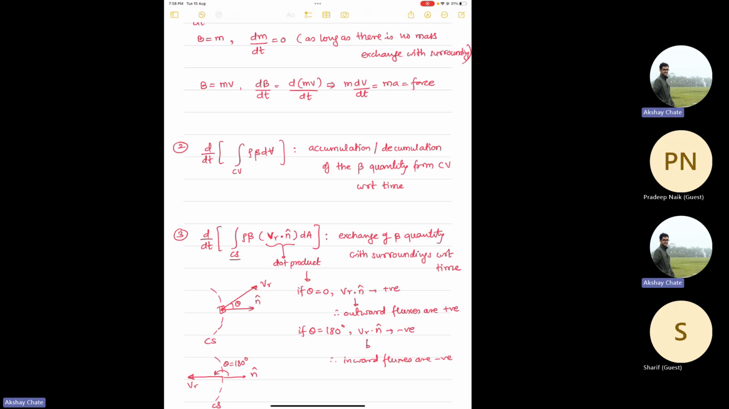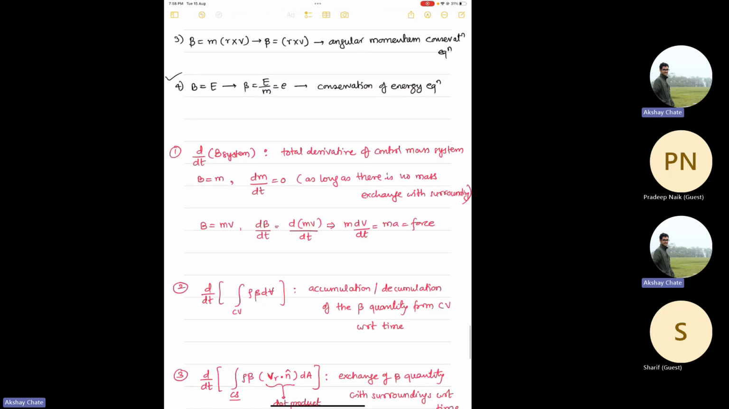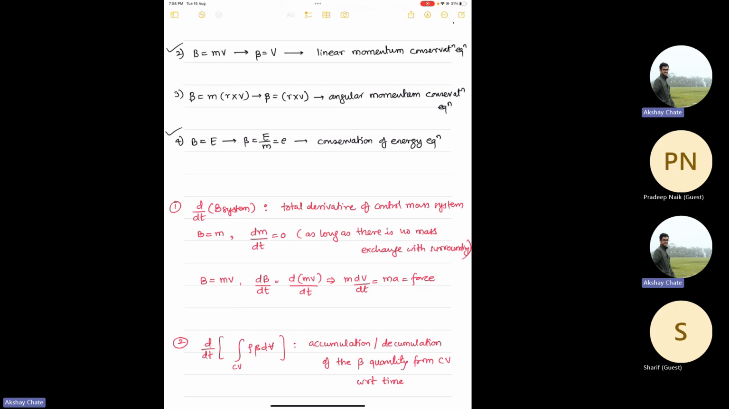But I think it will be better if we cover them together, because the Bernoulli equation is nothing but the RTT applied to, you basically do conservation of energy. That is what the Bernoulli equation is. Basically, it is mechanical energy conservation. You don't consider other kinds of energies. That is a typical case when you consider simple pipe flow.